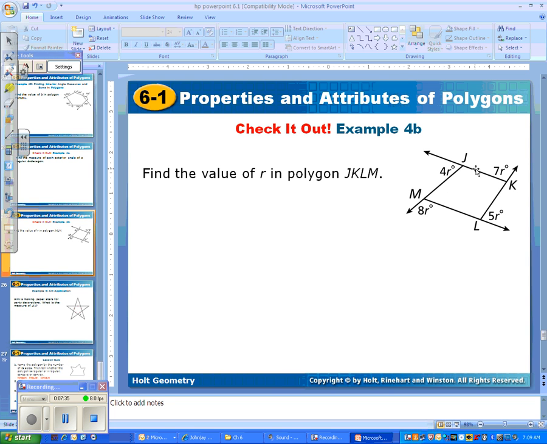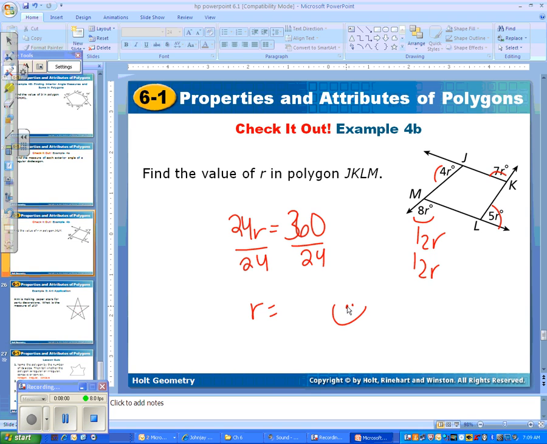The last example is this is not a regular polygon, but we can still do the same thing. You know that if you add up all the exterior angles, they equal 360. So what you're going to do is add up these r's. 8r and 4r is 12r. 7r and 5r is 12r. So we have 24r equals 360. Divide by 24, and that'll tell you what r equals. Hooray!